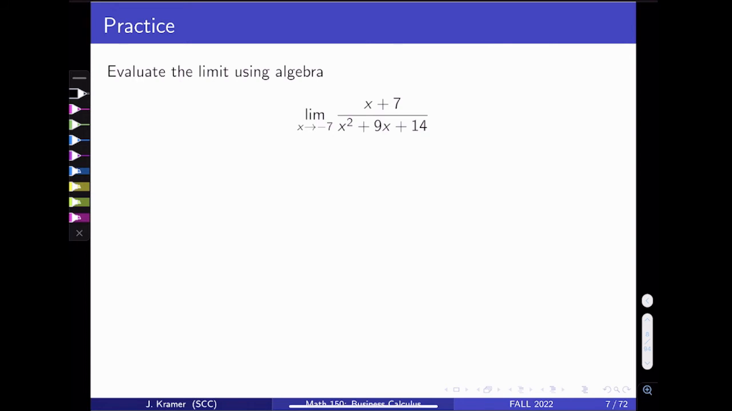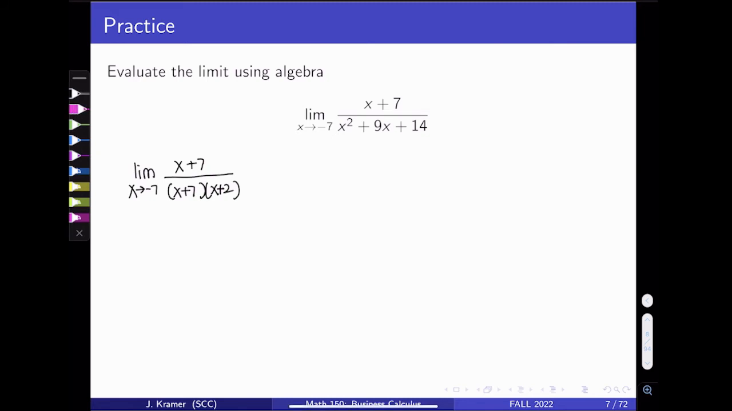Let's take a look at what it would be to solve a limit using algebra. This time we're looking at the limit as x approaches -7 of (x + 7) over (x² + 9x + 14). We'll start by using factoring, because if we try to evaluate at -7, it may be undefined. So let's start by factoring x² + 9x + 14. Two numbers that multiply to be 14 and add to be 9 are 7 and 2. So we have (x + 7)(x + 2).